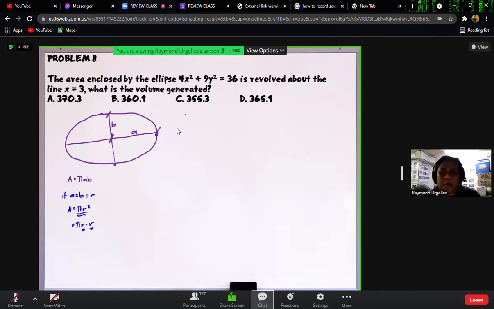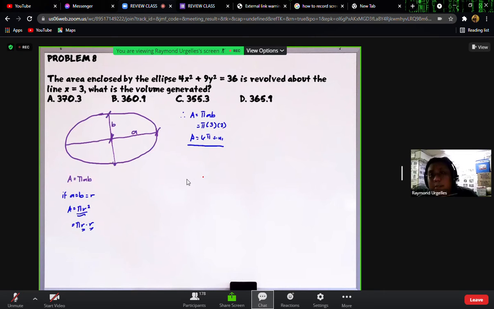Again, ano yung A natin? Ito, 3 units. B natin is 2 units. So therefore, yung area na gagamitin natin in this case is pi AB, so this is pi times 3 times 2. You will get 6 pi, and again, this will be in square units. Lumabas na pala yung sagot sa calculator ko: 355.3. So tama yung binigay ko sa inyo na sagot.